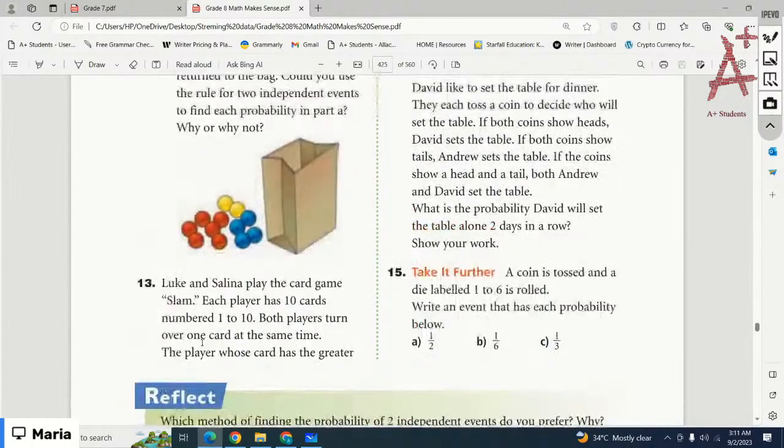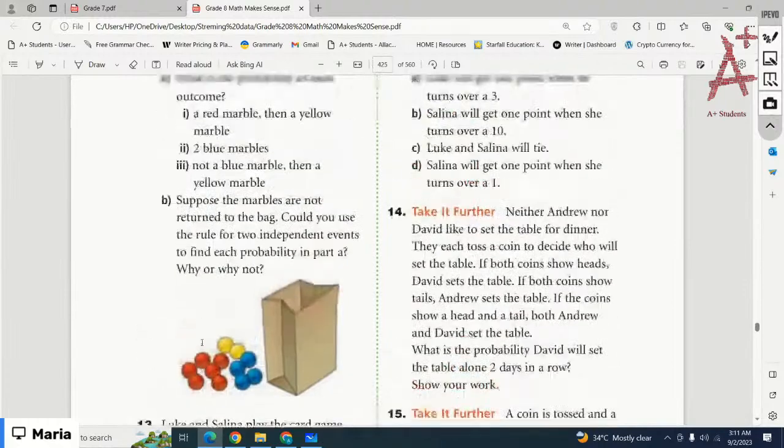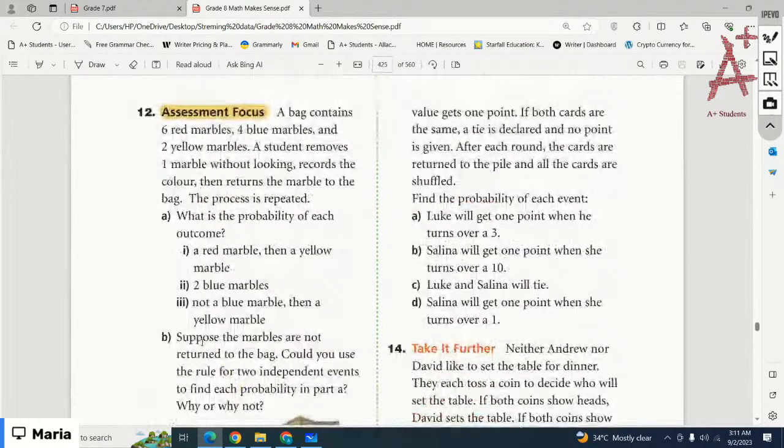Okay, let's just start with question number 13. Luke and Serena play the card game Slam. Each player has 10 cards numbered 1 to 10. Both players turn over one card at the same time. The player whose card has the greater value gets 1 point. If both cards are the same, a tie is declared and no point is given. After each round, the card is returned to the pile and all the cards are shuffled. Find the probability of each event. Luke will get 1 point when he turns over a 3.